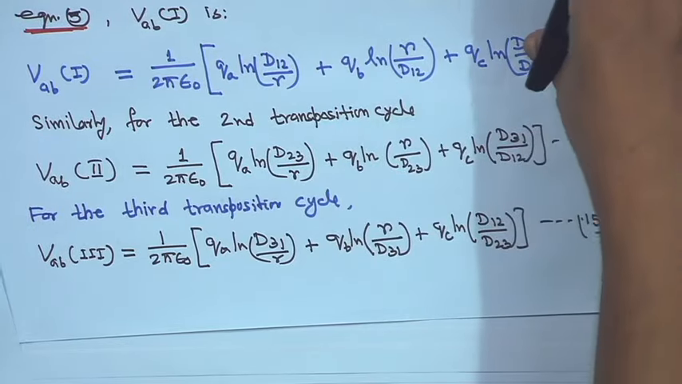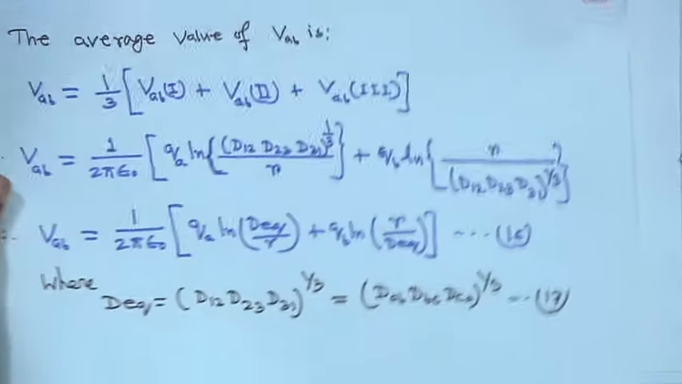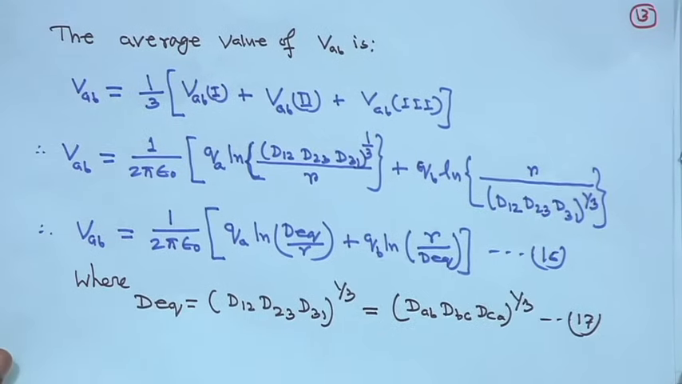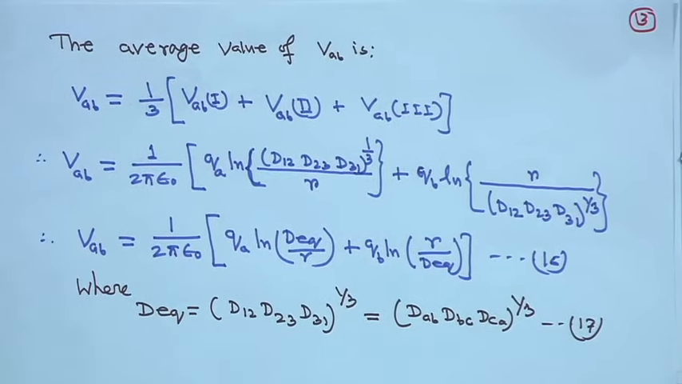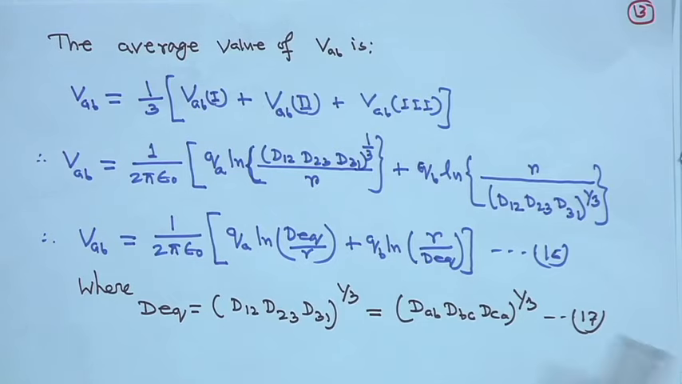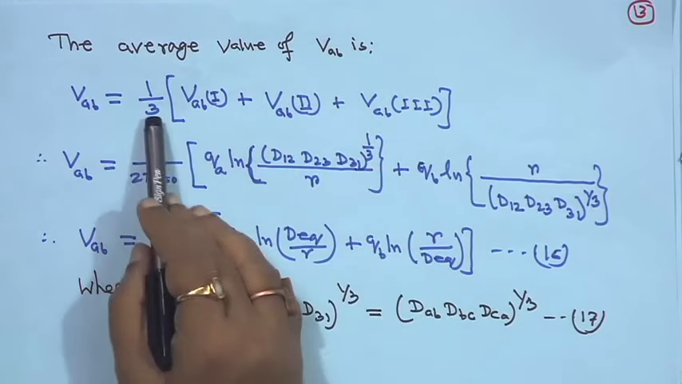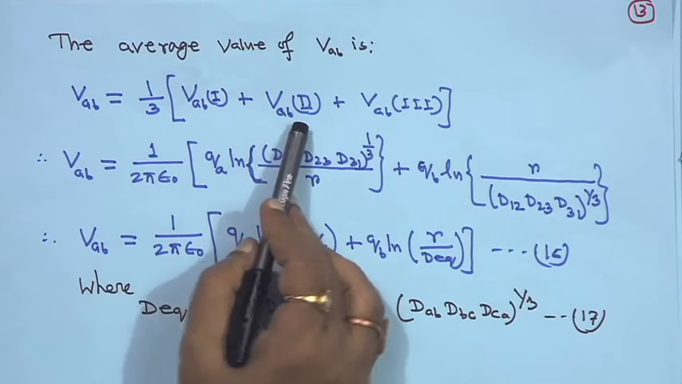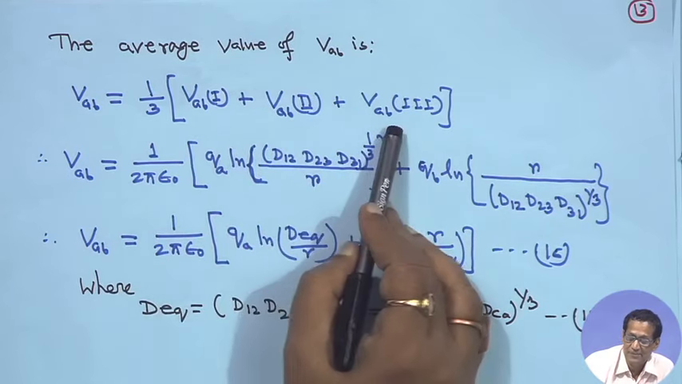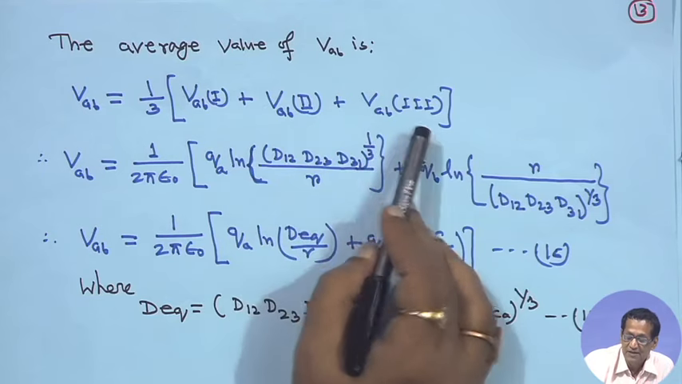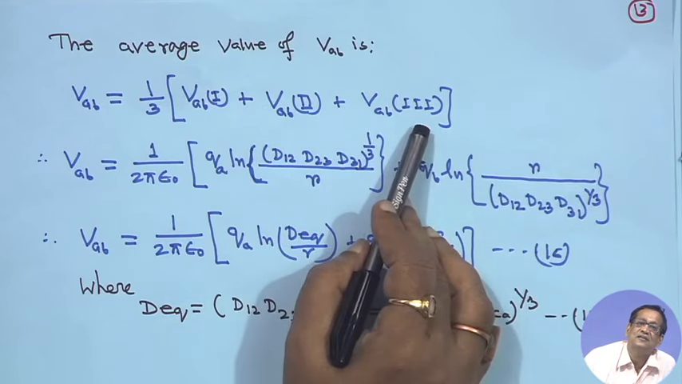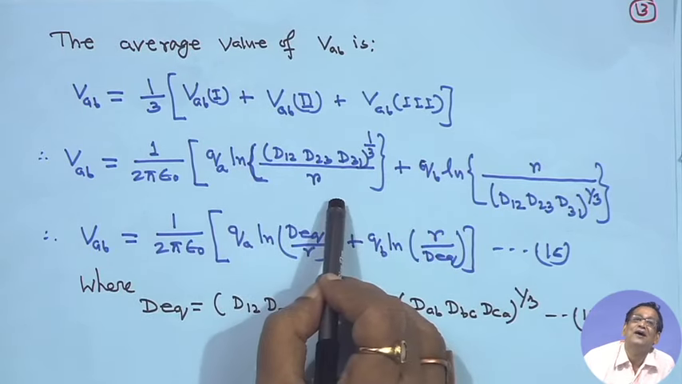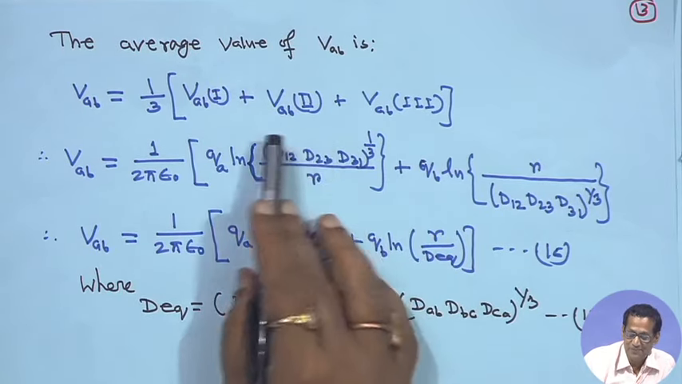Therefore, for three different transposition cycles we got V ab for section 1, V ab for section 2 and V ab for section 3. Now, you take the average value of V ab, right. So, the average value of V ab means V ab is equal to 1/3 of V ab for the first transposition cycle plus V ab for the second transposition cycle plus V ab for the third transposition cycle, right. You substitute all and then simplify, you will get this step, you please do it.